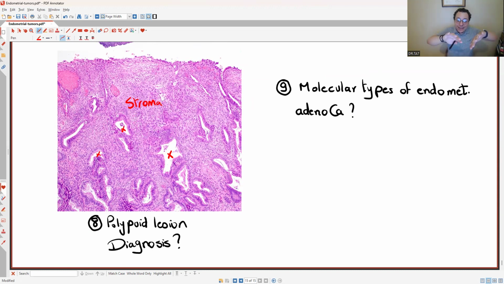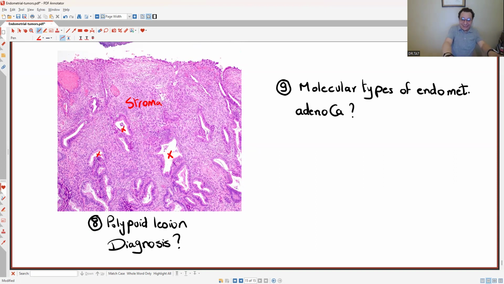And if I erase the glands from this field and you see only this kind of stroma, what would you think it could be? This whorly appearance of stroma, this spindle whorly appearance that's making whorls. What do you think? Leiomyoma. So if I remove the glands from the field, you'd say it's a leiomyoma.